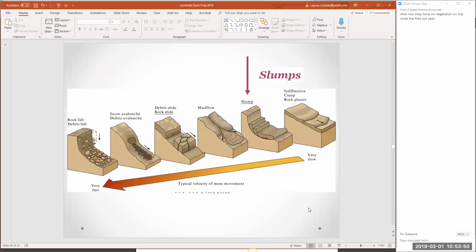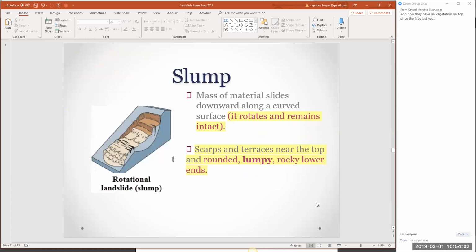Anyway, so we did mud flow. Next one's a slump. That's my favorite. Well, maybe creep's my favorite, slump. And this is where it stays together. It's not like a debris flow where it just slides down. It just rotates. It gets slippery, and the whole thing rotates, and the toe slips down. So it remains intact.